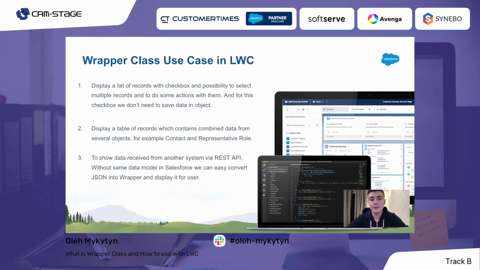When we need to display a list of records, and for each line we need to have a checkbox. And at the end, when the user selects some of those checkboxes, we need to do some data action with these selected records. For example, we want to delete them, we want to update them, or we want to send them somewhere, and then we need some identifier on this data.